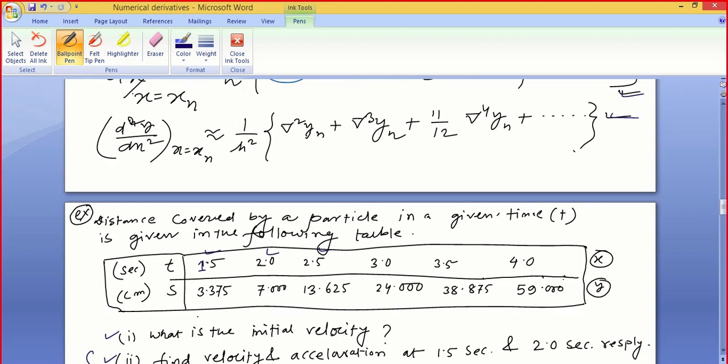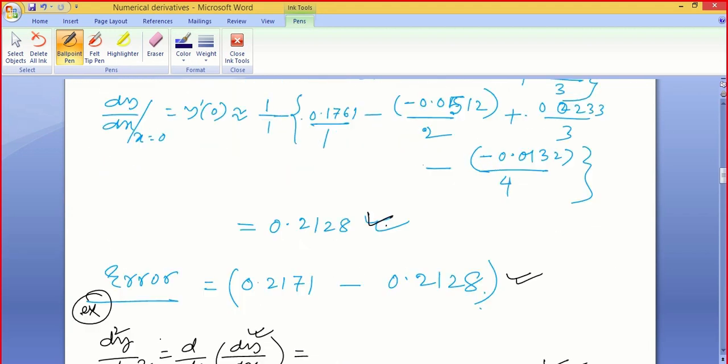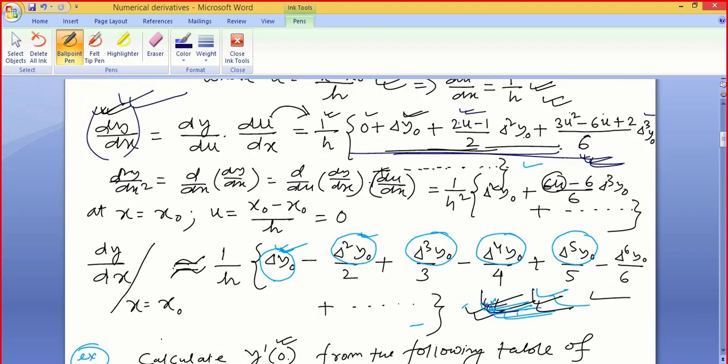But for the initial point, what is the velocity formula? That simple formula I told you to remember: dy by dx at initial point equals 1 by h alternating series, simply taking the upper diagonal elements in the difference table. First difference by 1, second difference by 2, third difference by 3, fourth difference by 4. In that way, you have to rearrange in an alternating series. Can you able to do this?